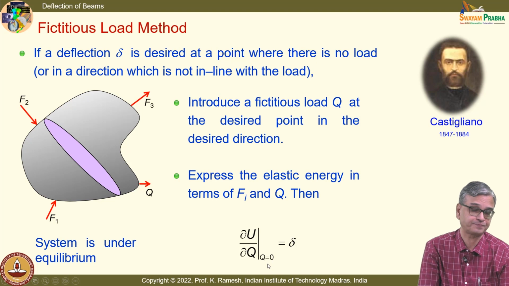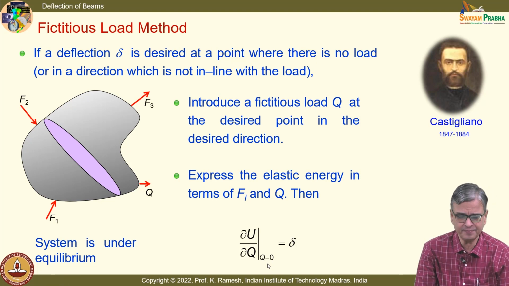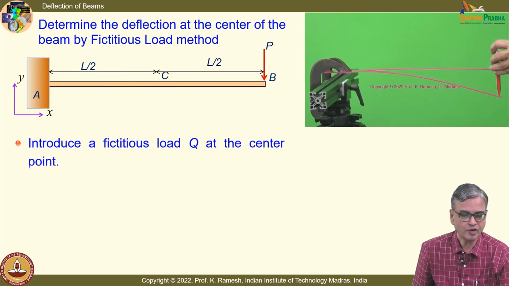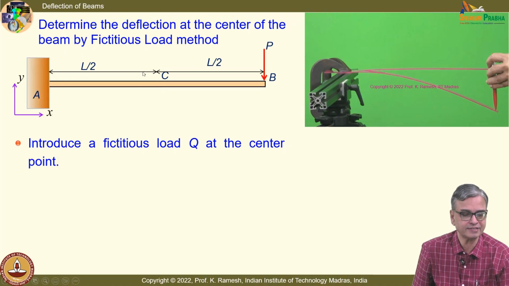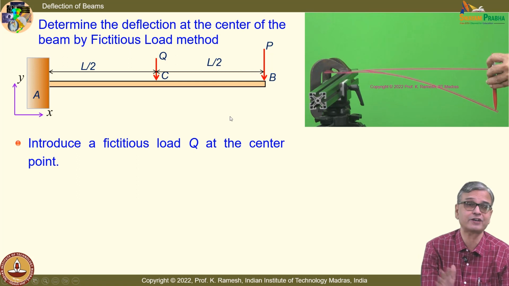That is the procedure. You have to understand the procedure very clearly, and we will solve a simple problem for which we already know the solution from moment curvature, so that you can verify whether the fictitious load method has helped you to get the deflection at that point. So I take a problem of a cantilever, and the question is, you have to find out what is the deflection at the center of the beam. So the method says, since I do not have a load, I have to apply a load Q at the center and evaluate the energy stored in the beam. You have to solve it afresh.